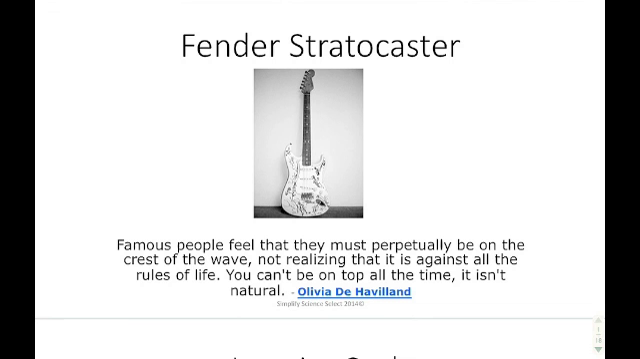So the first thing we want to look at is a quote that says famous people feel they must perpetually be on the crest of a wave, not realizing that it is against all the rules of life. You can't be on top all the time. It isn't natural. And you should know that now because the crest of a wave automatically goes down to the trough of a wave.